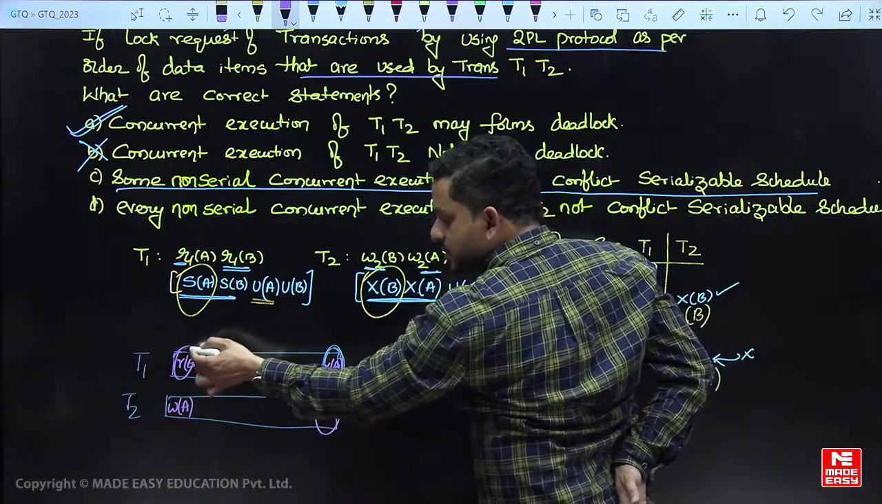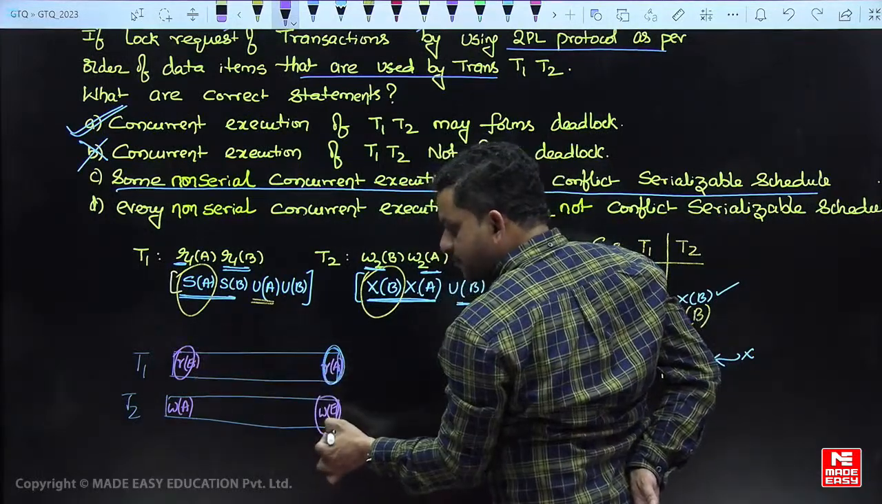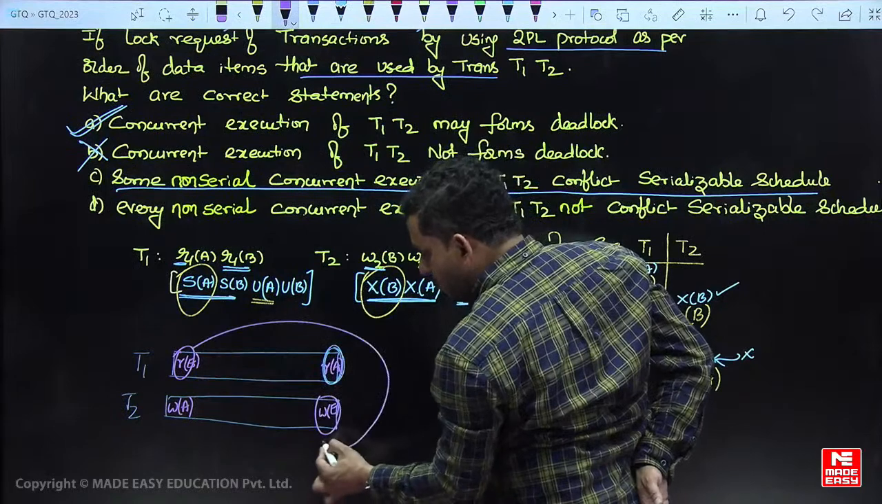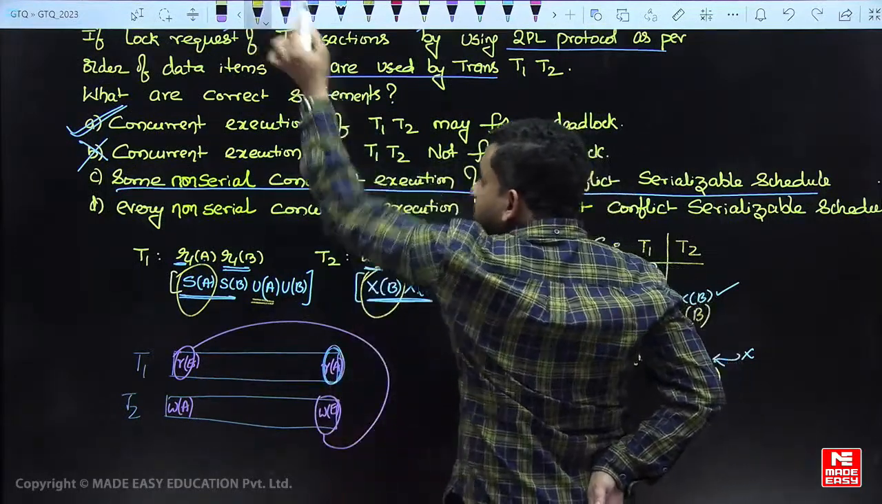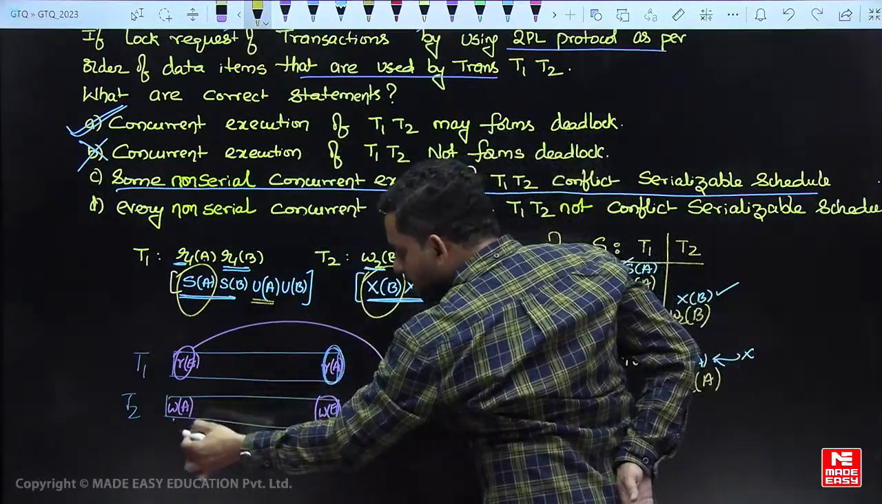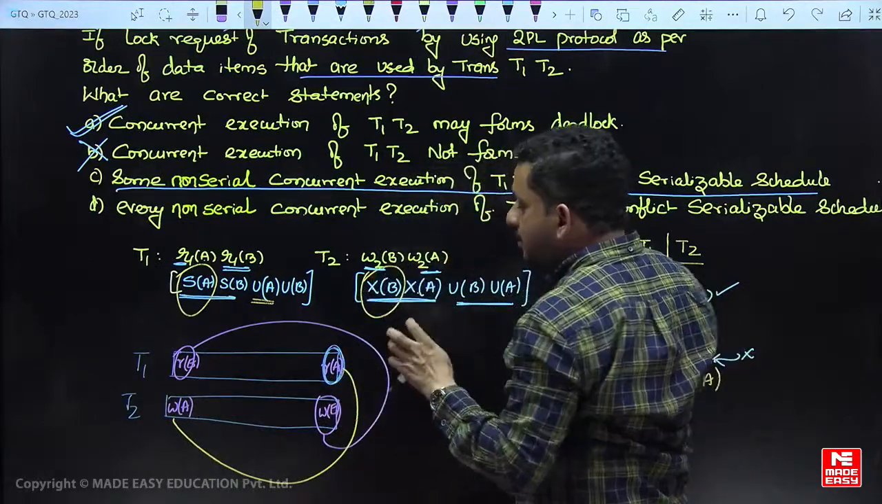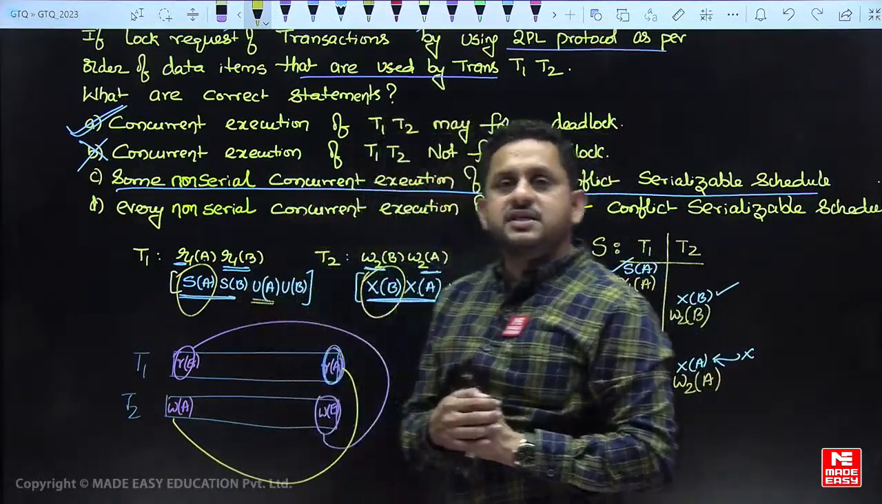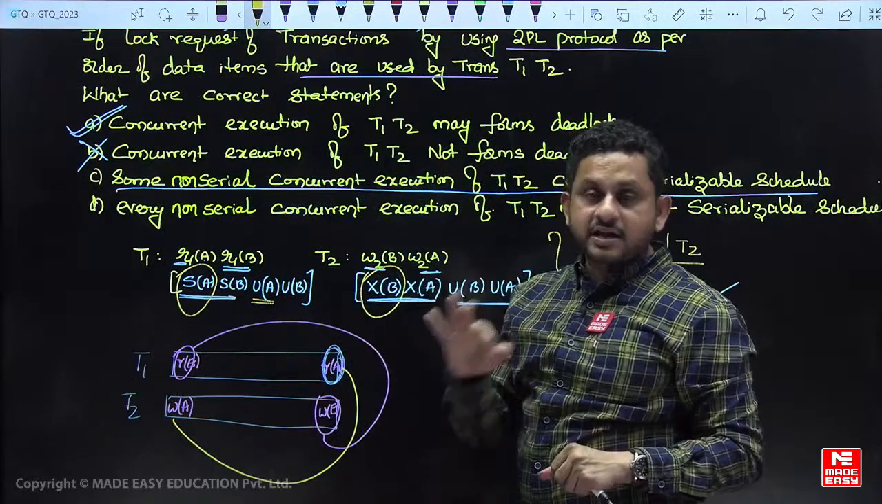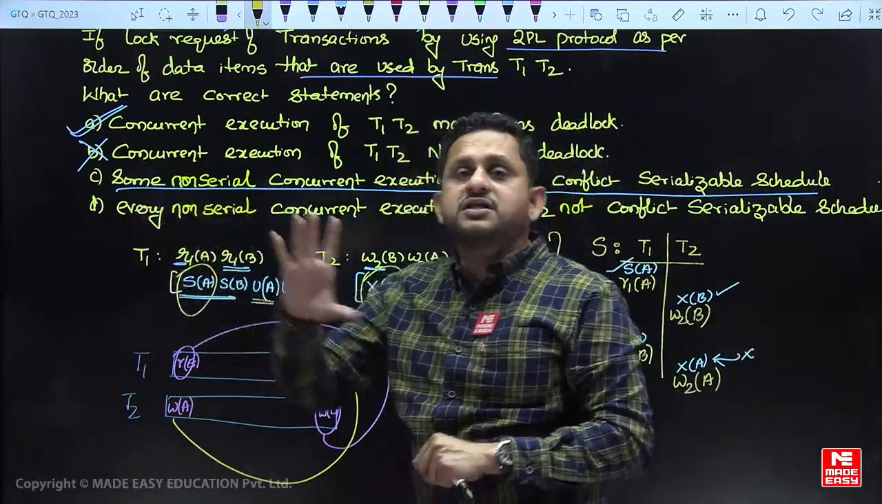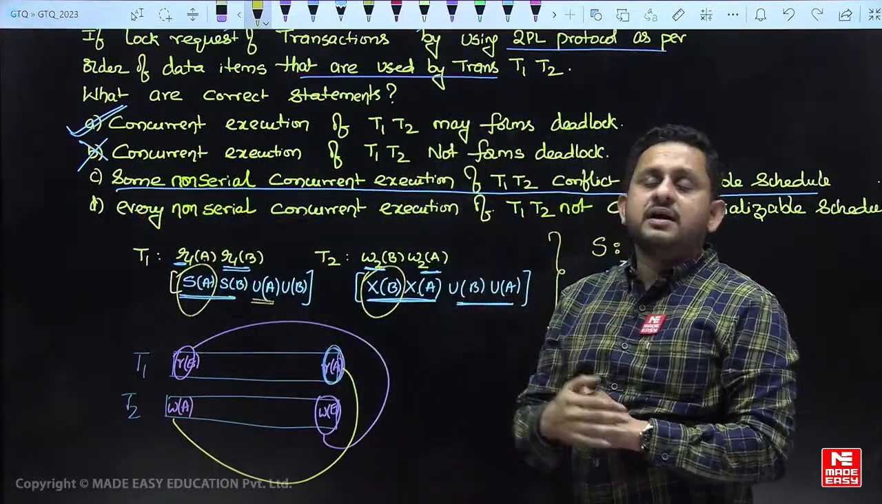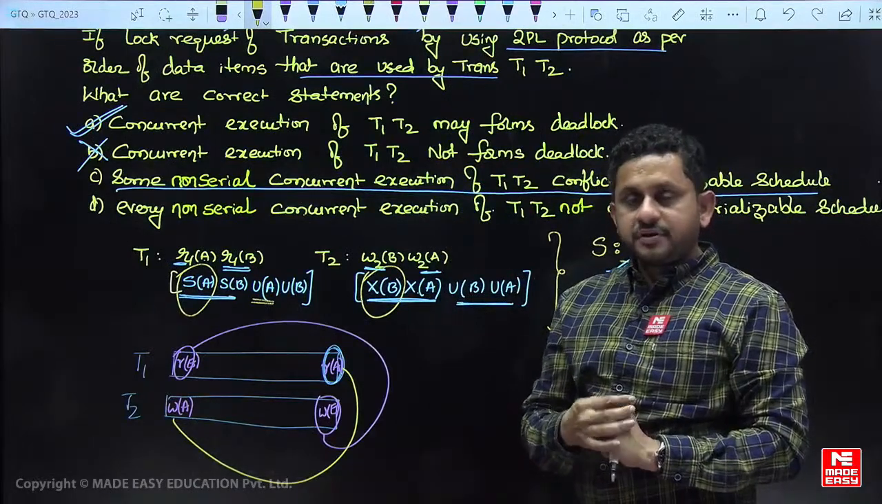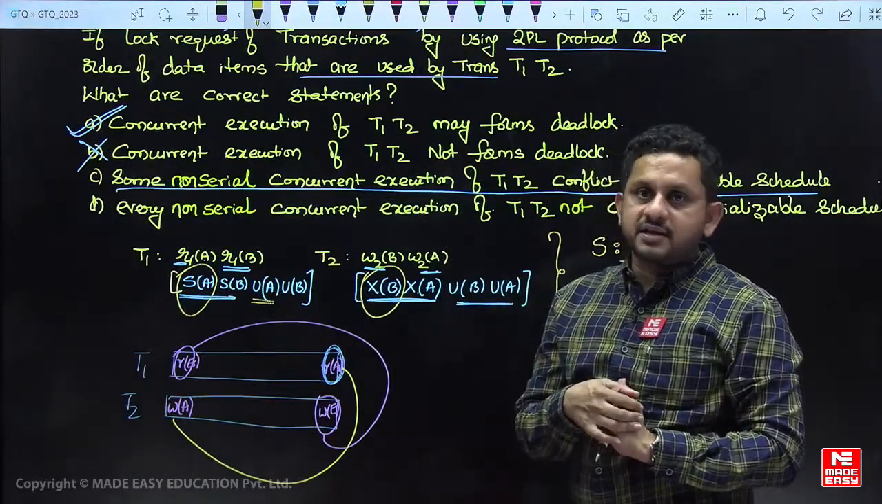If the first operation of T1 and the last operation of T2 conflict, and the first operation of T2 and the last operation of T1 conflict, then if such two transactions are considered, except for the serial schedules, every non-serial schedule forms a cycle in the precedence graph.